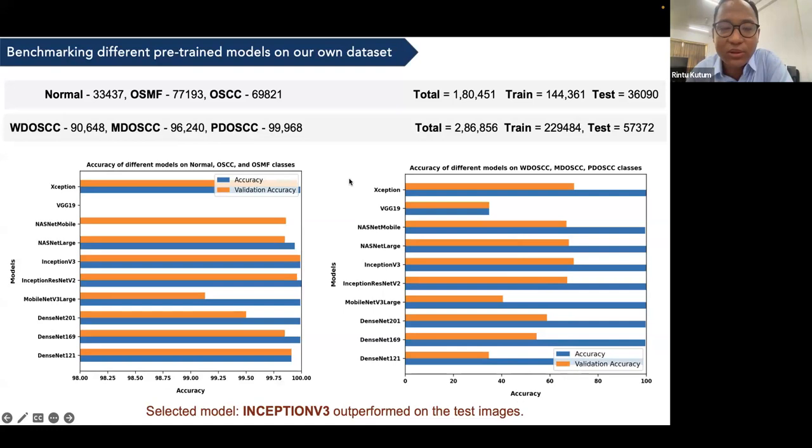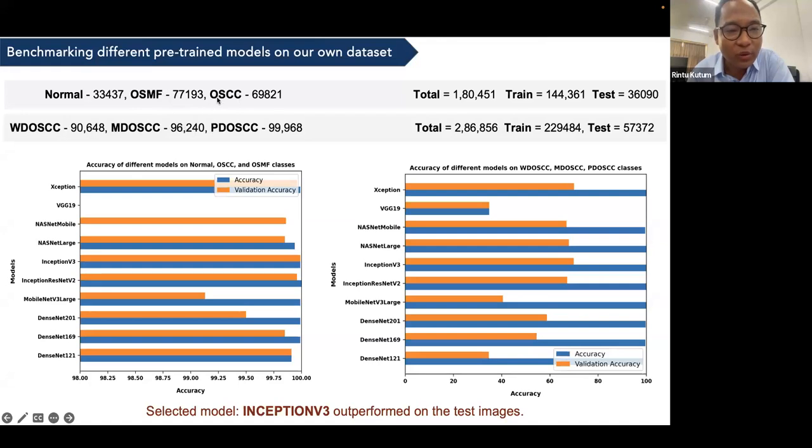This is one of the prerequisites that we follow in our machine learning, in fact deep learning, framework: you start with a lot of patches, which is shown at the top. Then during the training, we use almost 144 patches. Then for testing, we use almost 36,001, which is only to build the first model, which separates normal, OSMF, and OSCC.